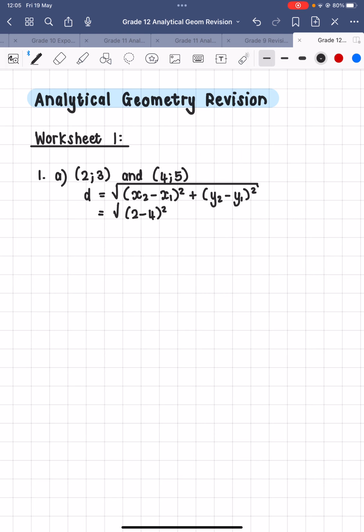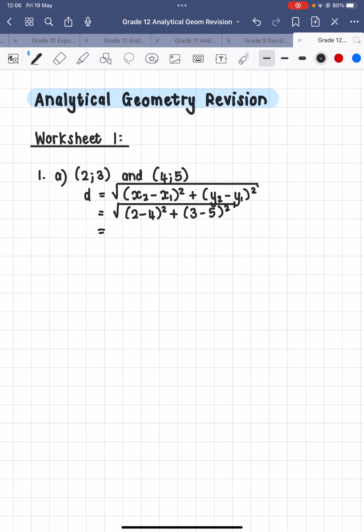If I went the other way around, if I said 4 minus 2, that's 2, and if I square that, I also get 4. So that's why I'm saying it doesn't actually matter which one you start with. So it's basically change in x's: one x value minus the other one, plus one y value minus the other one. There we go, and you square that. You take your square root, and you type that into the calculator, and that is your answer.